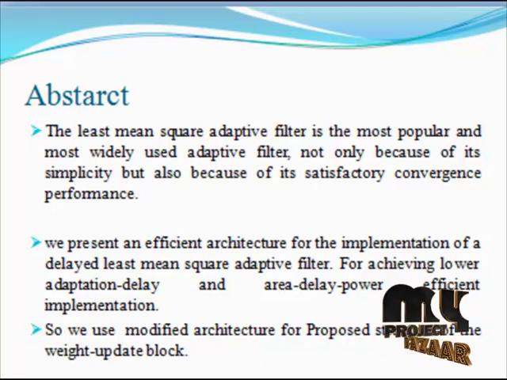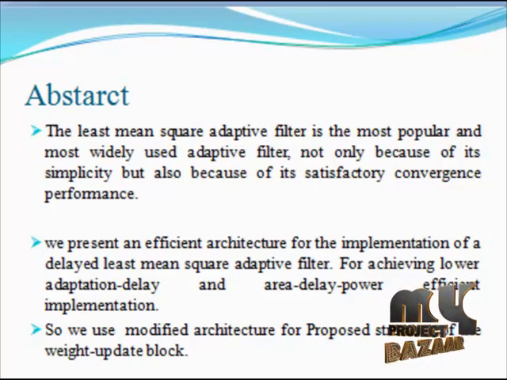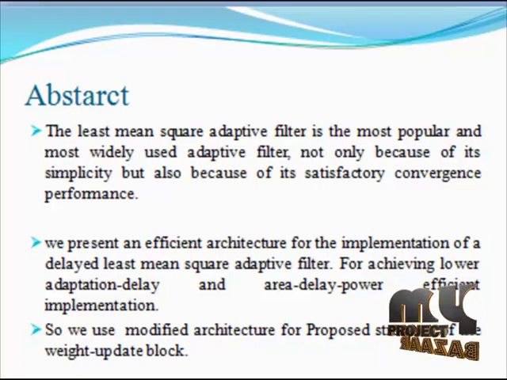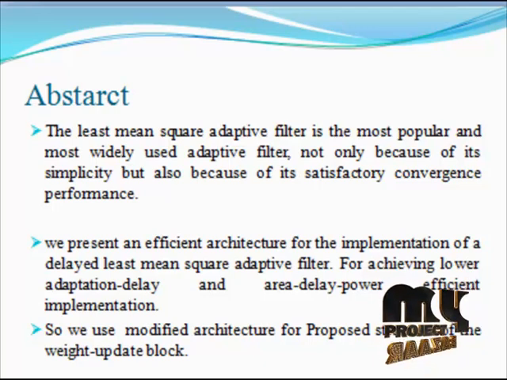Since a conventional LMS algorithm does not support pipelined implementation because of its recursive behavior, it is modified to a form called the delayed LMS adaptive filter, which allows pipelined implementation of the filter. In this paper, we present an efficient architecture for the implementation of the delayed least mean square adaptive filter for achieving lower adaptation delay and area power efficient implementation. We use novel partial product generation and propose a strategy for optimized balanced pipelining across the time consuming combination block of the structure.